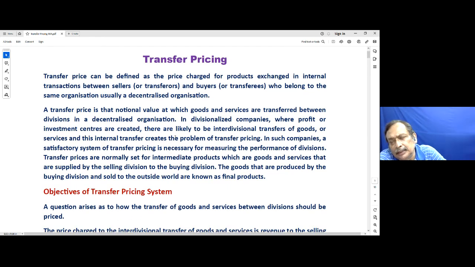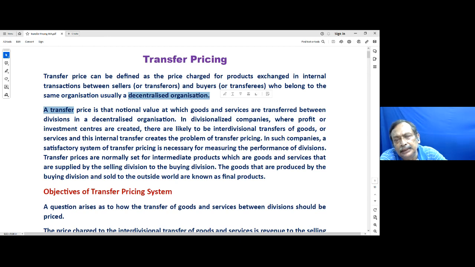Now, this transfer pricing also has certain conceptual things that you have to understand. So, first let us define what is called transfer price. Transfer price can be defined as the price charged for products exchanged in internal transactions between sellers or transferors and buyers or transferees who belong to the same organization, usually a decentralized organization.